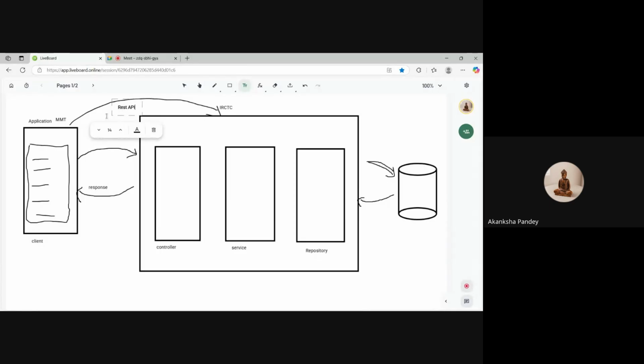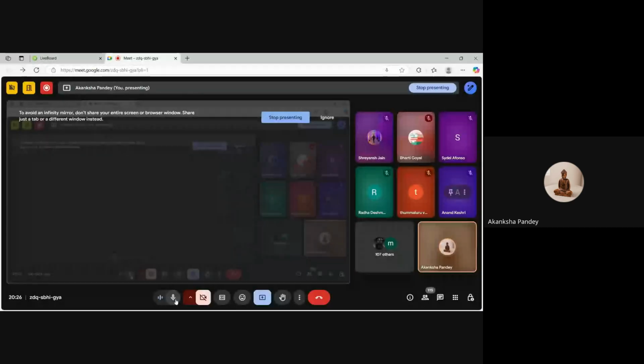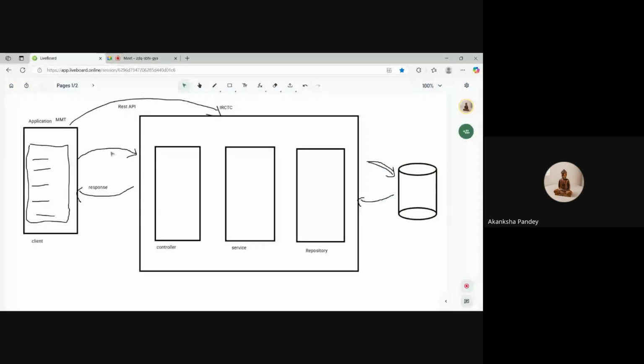What is REST API? What is API? What's the full form of API? Anyone? Application programming interface. Exactly. So, application programming interface: two different applications, one is Make My Trip, one is IRCTC, and we are going to make an interface between them. REST is going to make one interface between these two programmatically. So this is what the API does conceptually.